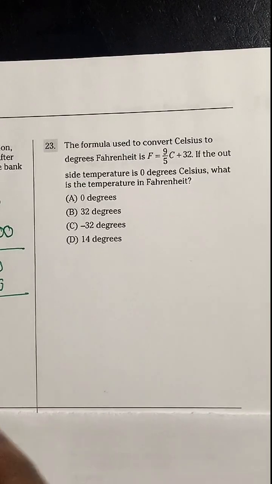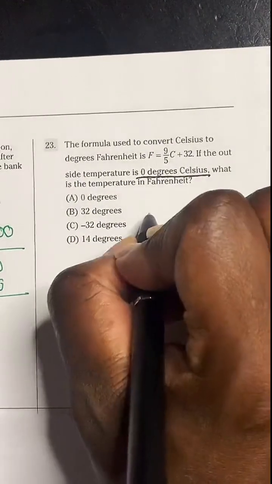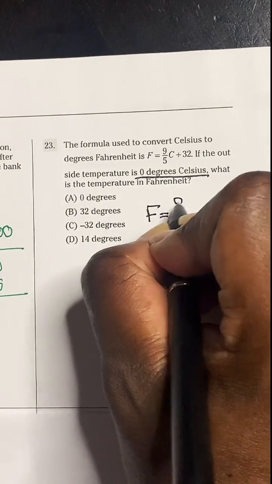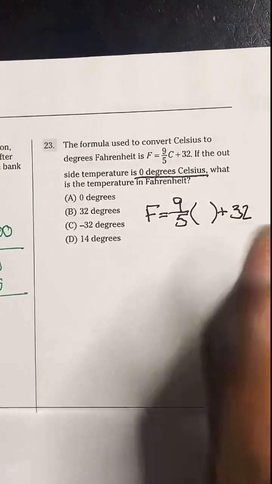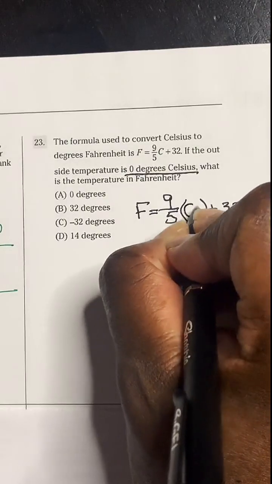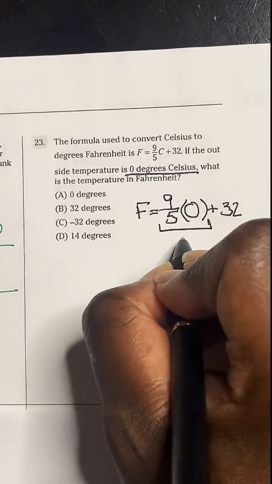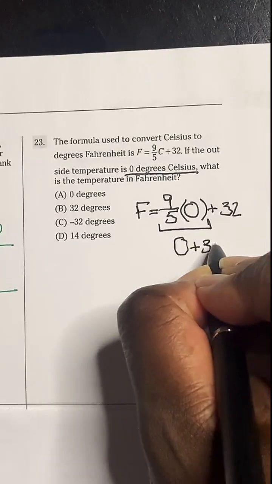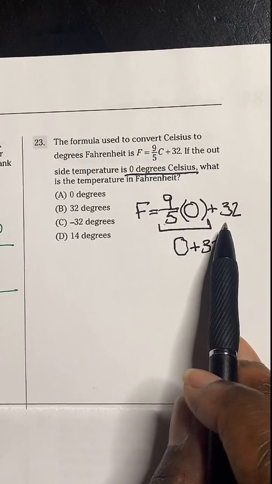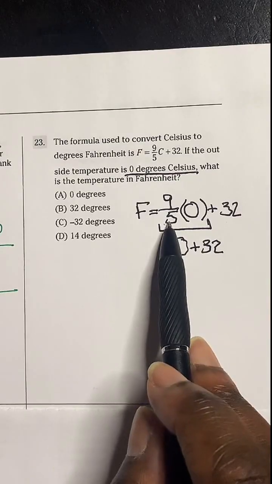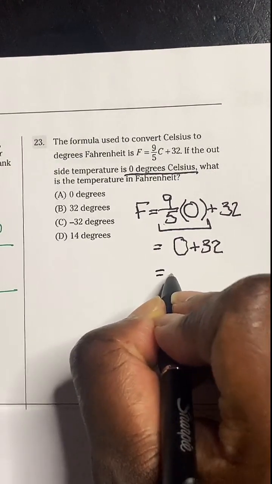All right. So think about it. If our Celsius is 0 degrees, that means if I need to rewrite, I will. So we got 9/5. Instead of the C, we're going to put a 0. Okay? Anything times 0 equals 0. Remember, order of operation. Multiplication comes before addition. All right? So, since it's 9/5, anything times 0 is exactly 0. 0 plus 32, that bad boy is 32 degrees.